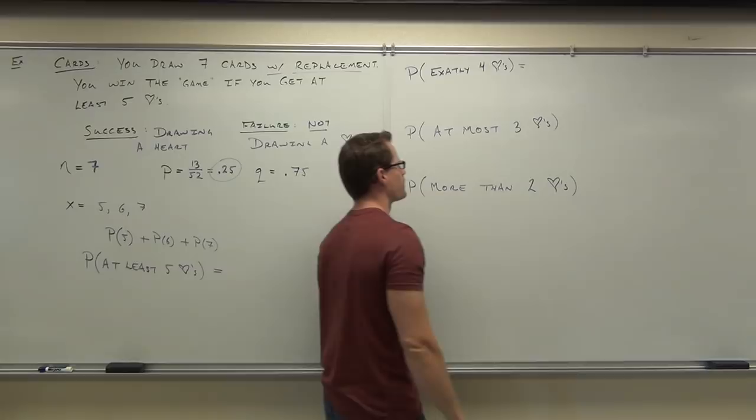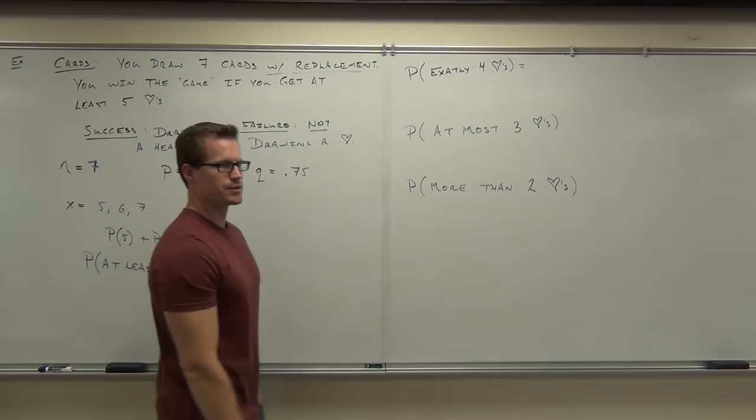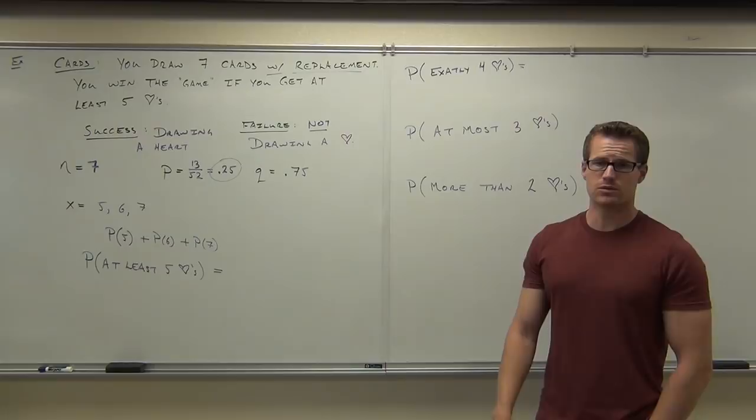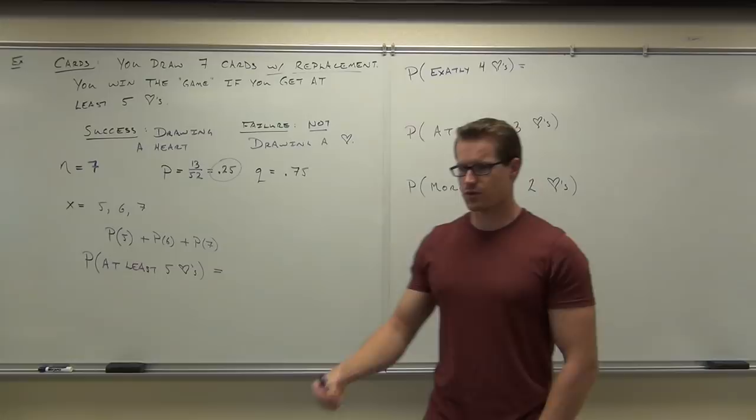In order to win the game, you have to have more than 2 hearts. Give me the scenarios for winning this game. More than 2 hearts. Give me the scenarios for winning. 3. 3, okay. How about 2? No. Why not 2? You need more than 2. So 3, 4, 5, 6, 7.